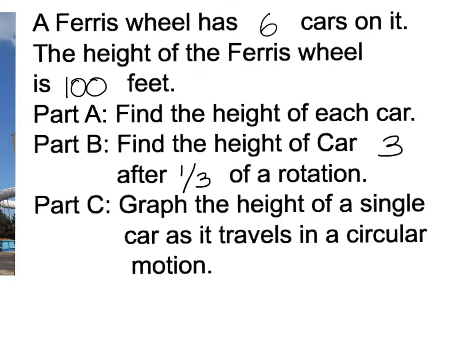Here's the first and maybe only example, the whole period. A Ferris wheel has 6 cars on it. The height of the Ferris wheel is 100 feet. Part A is to find the height of each car. Part B, find the height of car 3 after 1/3 of a rotation. And Part C, graph the height of a single car as it travels in a circular motion around the Ferris wheel.